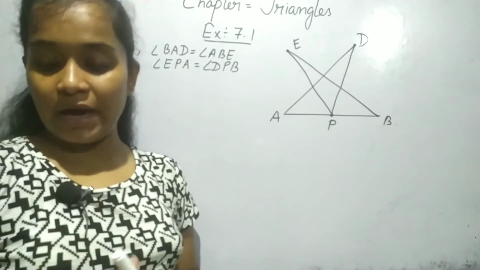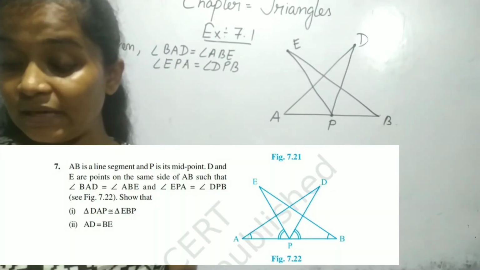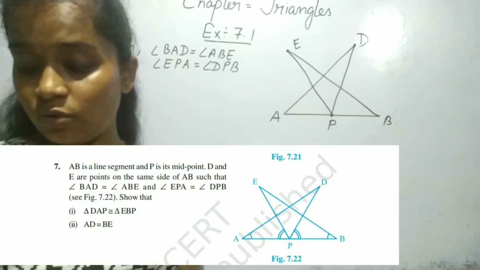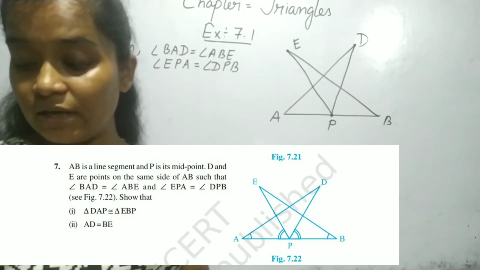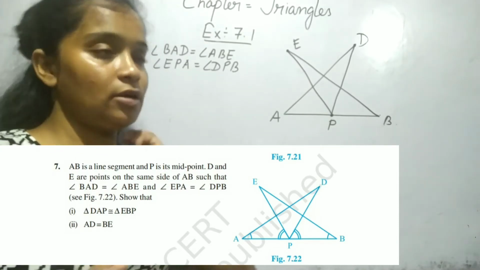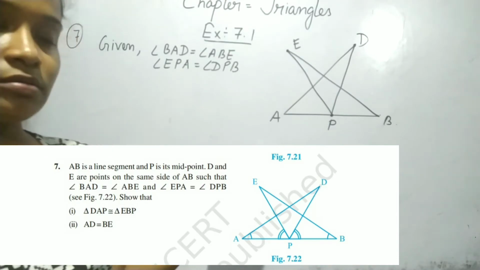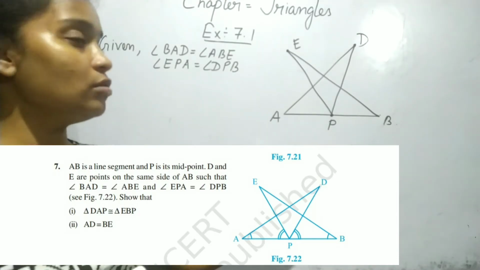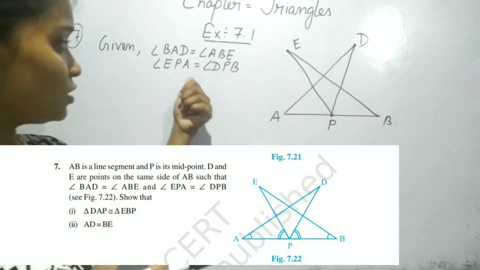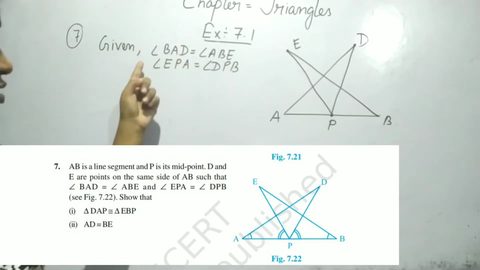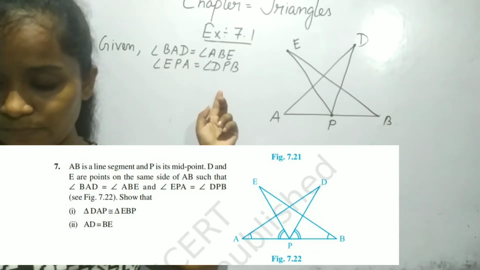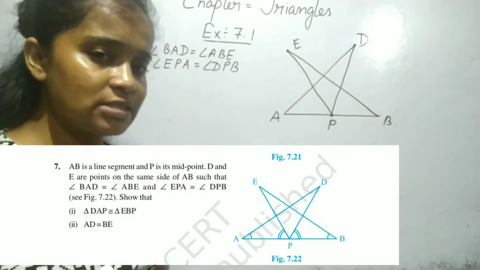In question number 7, it is given that AB is a line segment and P is its midpoint. D and E are points on the same side of AB such that angle BAD equals angle ABE and angle EPA equals angle DPB. Prove that triangle DAP is congruent to triangle EBP, and AD equals BE. Same thing, but this looks like a harder figure. But it is easy. First of all, these two conditions are already given: BAD equals ABE and EPA equals DPB. But there is one more point.